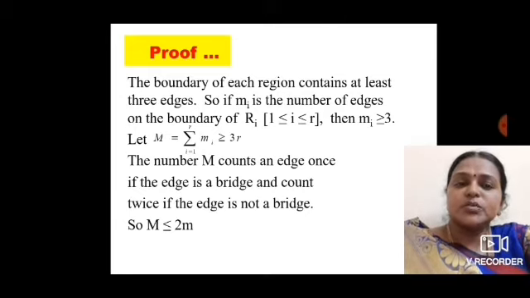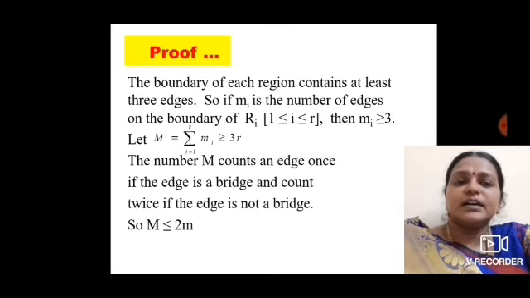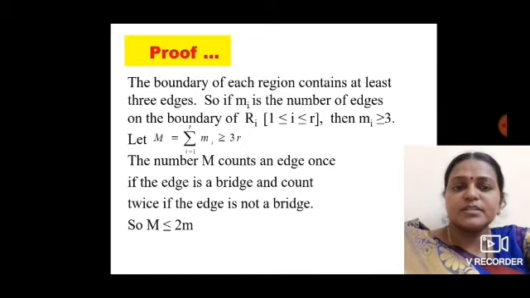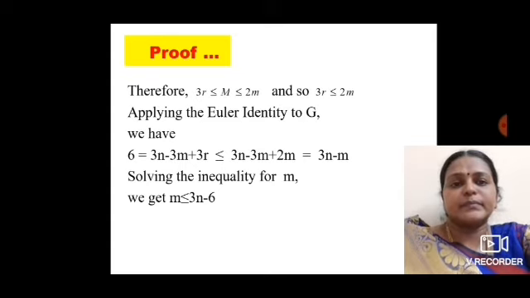Let capital M be the summation of Mi for i equal to 1 to r. So it becomes greater than or equal to 3r. The number M counts an edge once if the edge is a bridge, and counts it twice if the edge is not a bridge. So M is less than or equal to 2 times m. Therefore, 3r is less than or equal to capital M, which is less than or equal to 2 times the size. And so 3 times r is less than or equal to 2 times m.